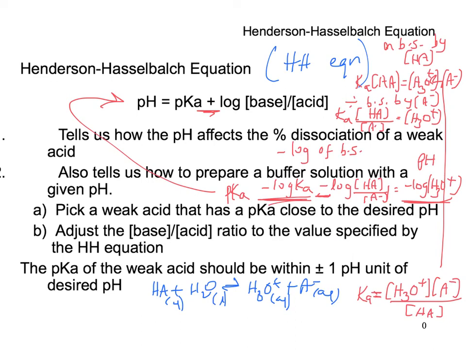Now, if you make sure that the x is small and the approximation holds true, then you can consider that the equilibrium concentrations of the acid and the conjugate base are going to be identical to the initial concentrations. And so to determine the hydronium for any buffer, you can multiply the Ka by the ratio of the concentration of the acid to the base, and you would be able to determine the hydronium ion concentration from there.